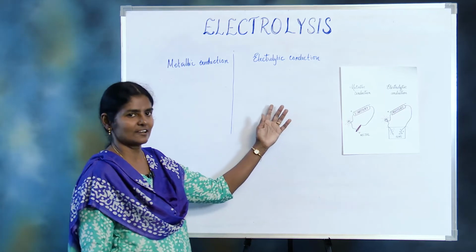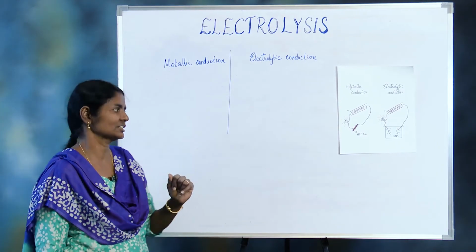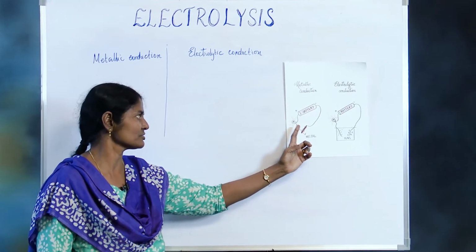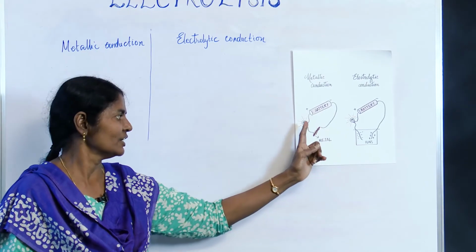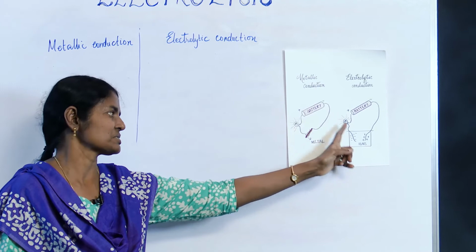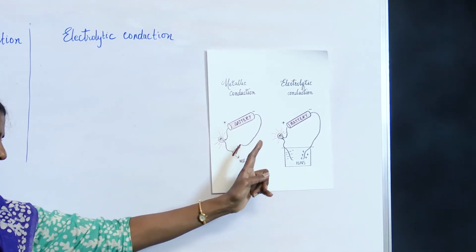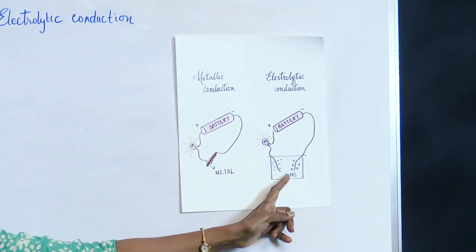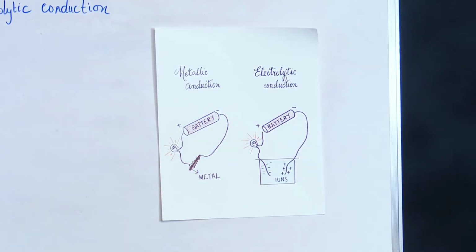Now we move on to the last difference, that is between metallic conduction and electrolytic conduction. Okay, now this is a simple diagram that shows you the difference between metallic conduction and electrolytic conduction. Here also the bulb glows, here also the bulb glows. Both places have the battery, but the difference being this is a solid metal and this is a liquid, or maybe in the molten state.